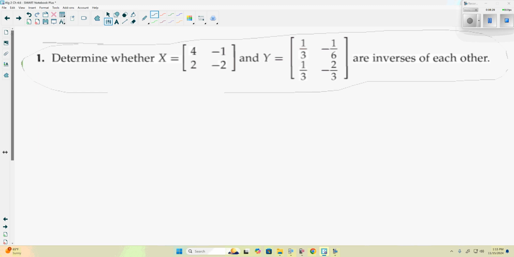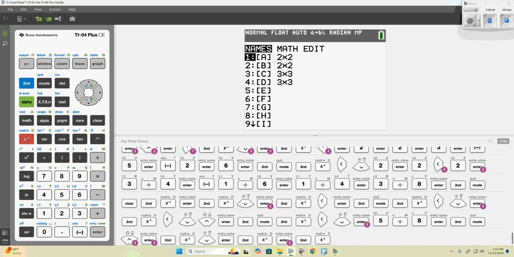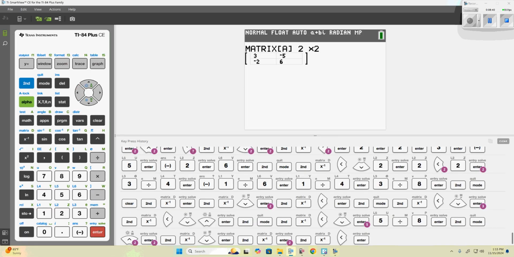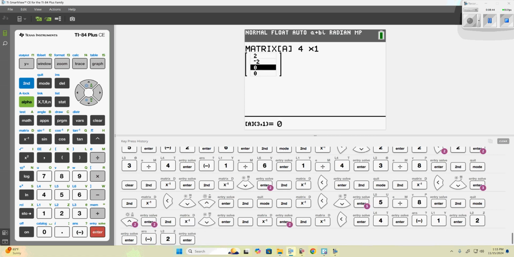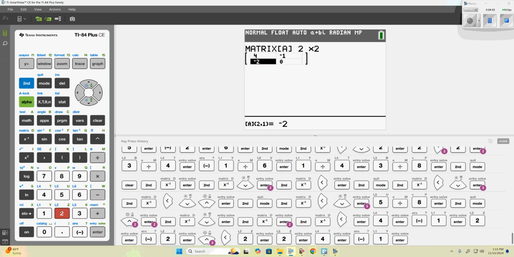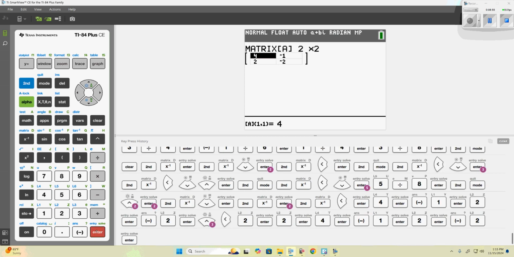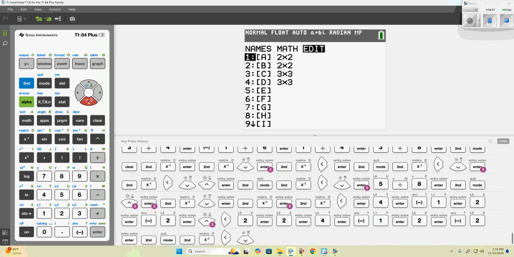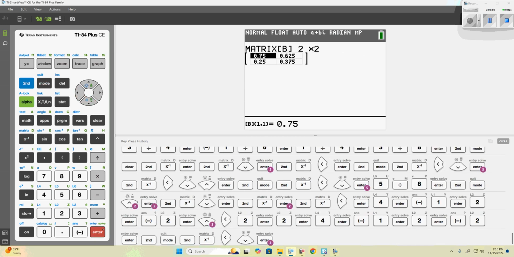Questions on how we figure out if two matrices are inverses? Why not? We can go and plug this in. Second matrix A: 4, -1, 2, -2. Second matrix B is a 2 by 2.